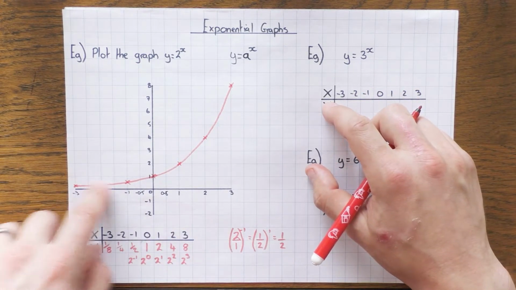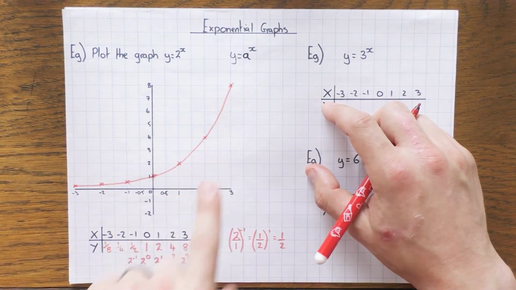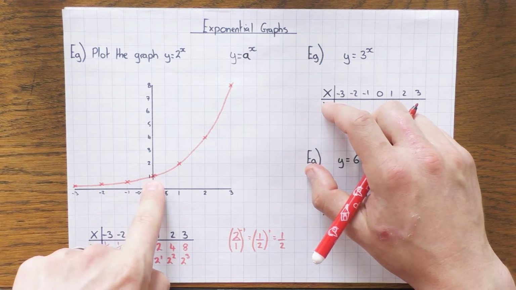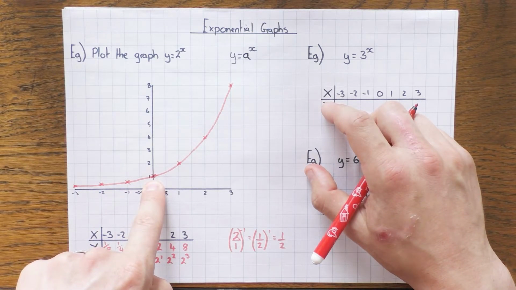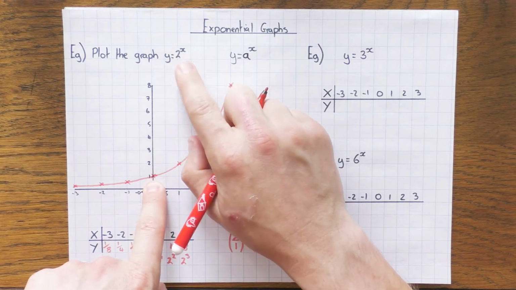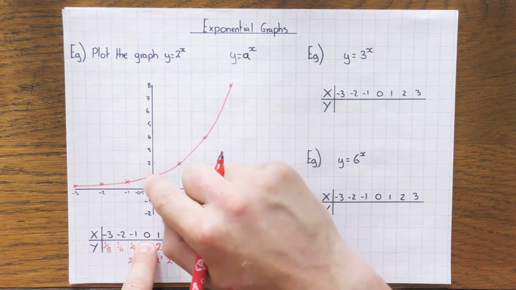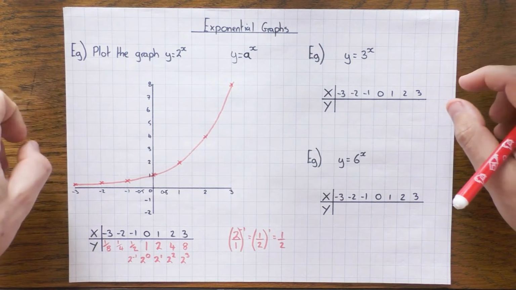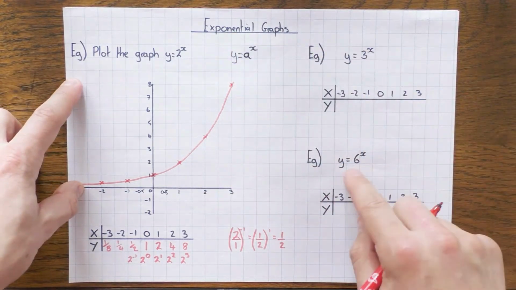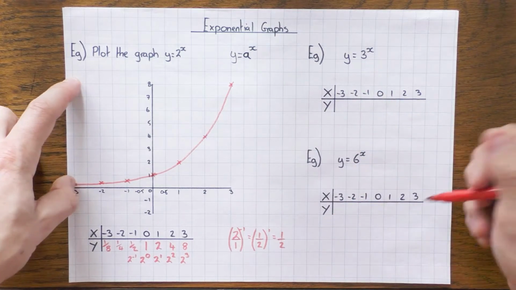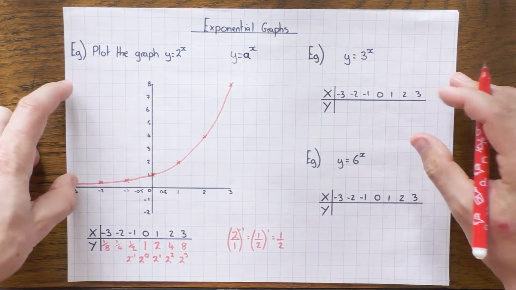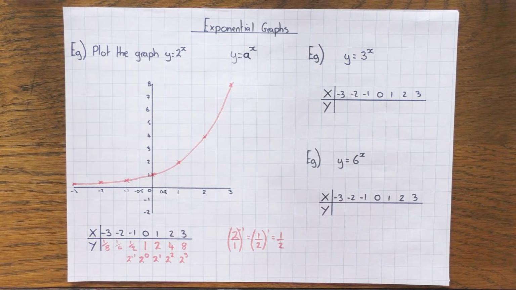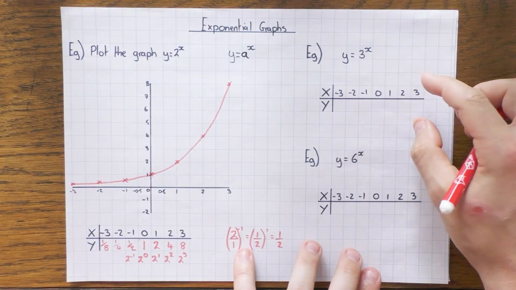Okay, something like that, and that's what it always looks like, and it will always go through the y-axis at 1, because anything to the power of 0 is 1. There is one exception to that, which I'll talk about later, but all of these bonds here, okay, will always go through the y-axis at 1. So let's just fill these tables in then.